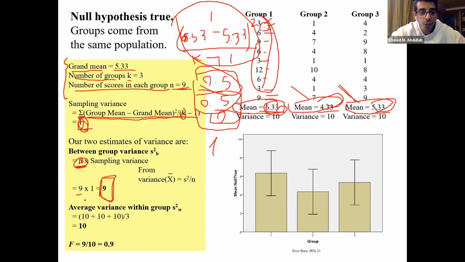Okay. So now all of us know between the group variance. It's the more complicated stuff. Within the group variance is very simple. He'll give you the variance of this group, the variance of this group, the variance of this group. Just find the mean. So 10 plus 10 plus 10 divided by 3. That's your within the group variance. Then you do 9 over 10, and you'll get your answer. In this case, it was 0.9. So between the group variance is very similar to within the group variance.